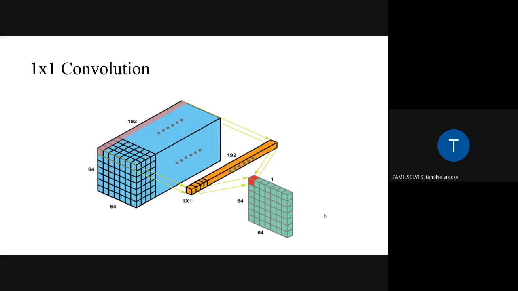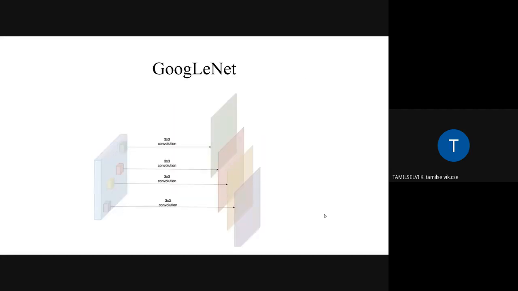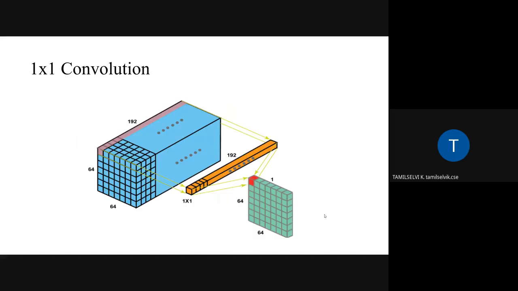Okay, next comes the very important thing, GoogleNet. This is the deepest architecture according to me, deeper than ResNet. Google has given a deep learning architecture that is called GoogleNet. And the core concept of this is 1x1 convolution.